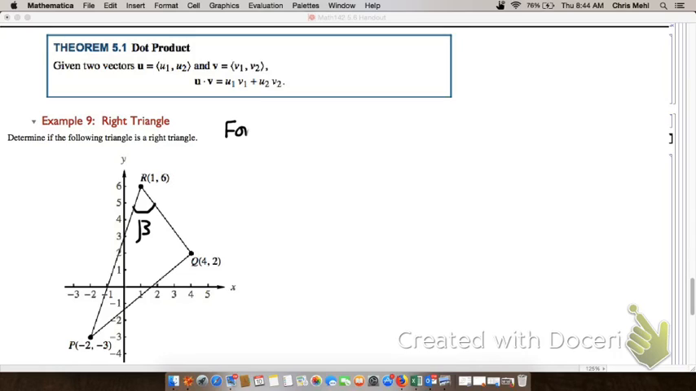Sorry, I'm having some issues with my stylus. So for beta, okay, we're going to consider the vectors RQ and the vector RP. Okay.